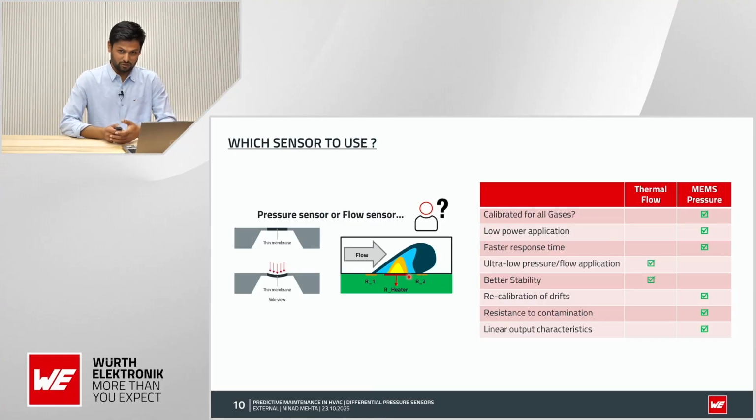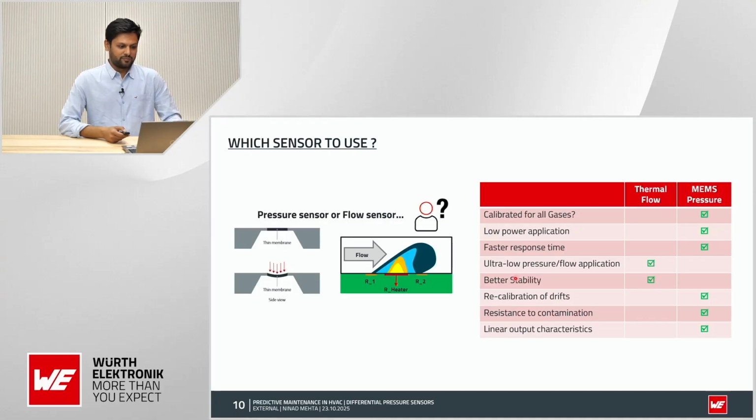This also depends on your application. For example, if you are using an HVAC system, which usually uses air, then you can use either of the sensors, but usually the flow sensors are only calibrated for air, oxygen or nitrogen, but not for all other gases. The MEMS based sensors usually don't need a special calibration based on which gas or air you are using, because they are not dependent on the density of the air.